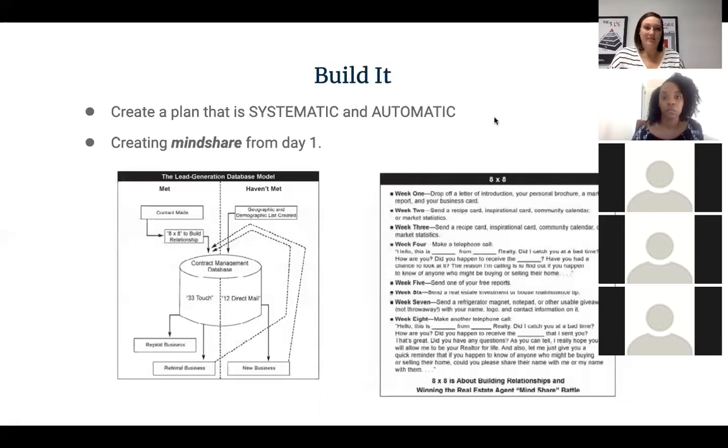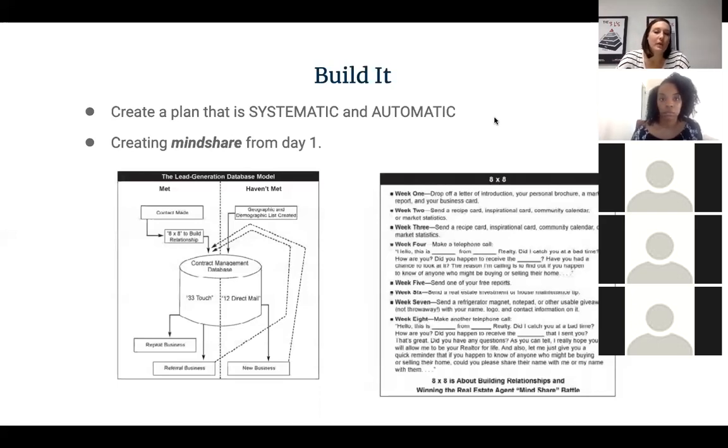Week 5, send out another piece of information, okay? This could be, one of the first 3 weeks, it could be some info about you. What is your unique value proposition? Who are you? Why should someone work with you? Week 6, this says send a real estate investment or house maintenance tip.